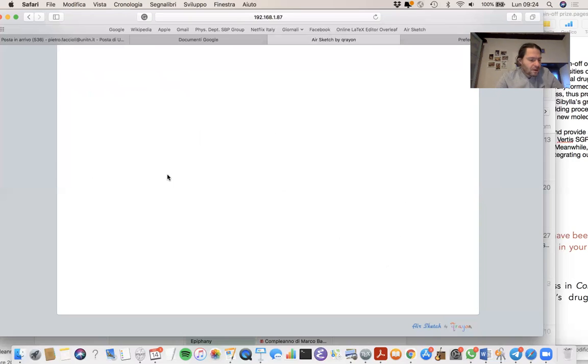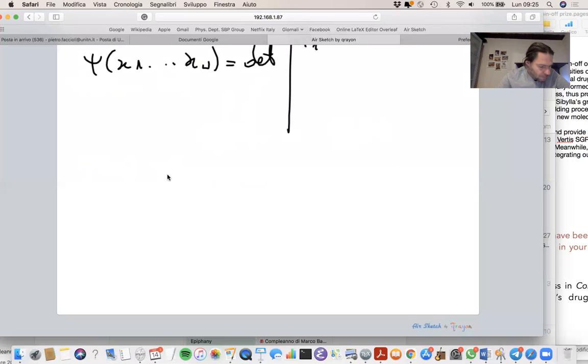So in a Slater determinant formalism, and this is very general, we're going to write the many-body wave function as the following determinant. We already discussed that.